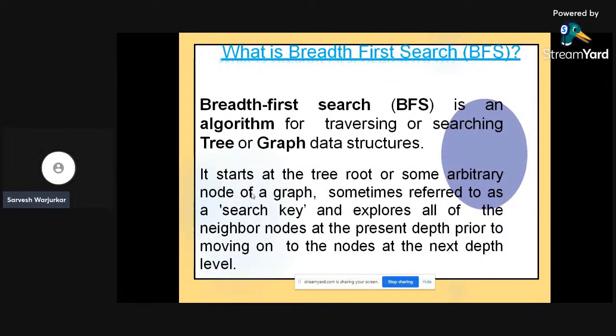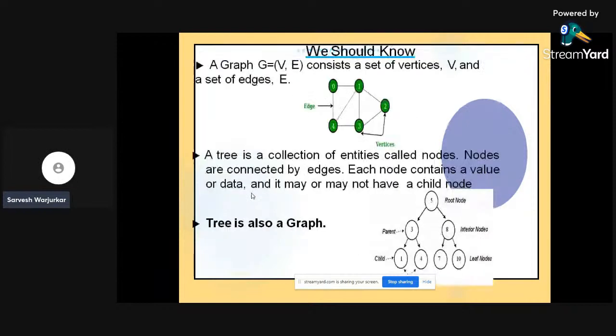Breadth first search is an algorithm for traversing or searching a tree or graph data structure. It starts at the tree root or some arbitrary node of the graph. It can be any node from the given graph. Sometimes it is referred to as a search key, and it explores all of the neighbor nodes at the present depth prior to moving on to the nodes at the next depth level.